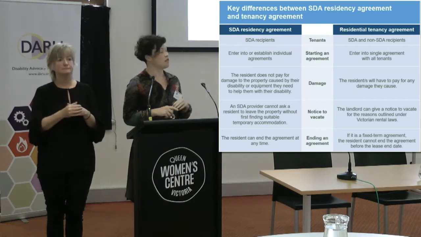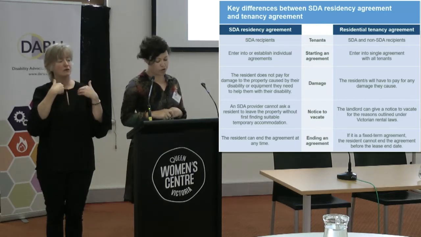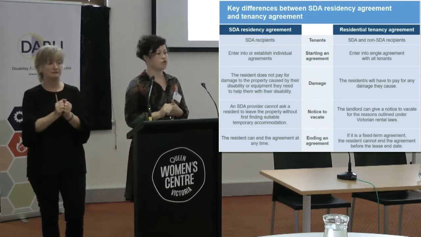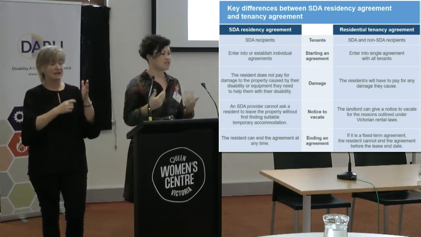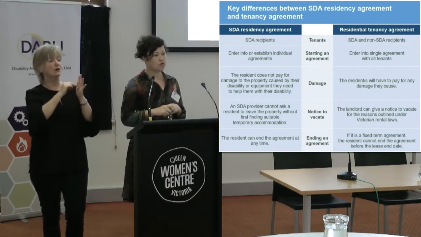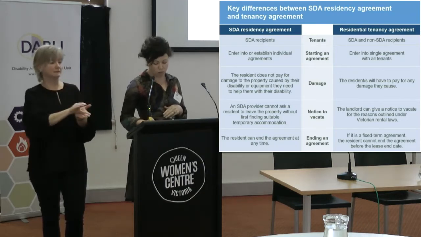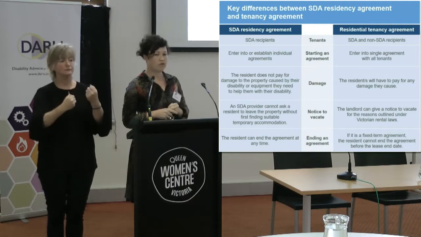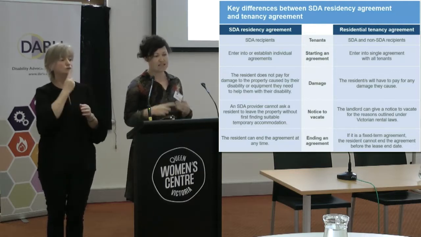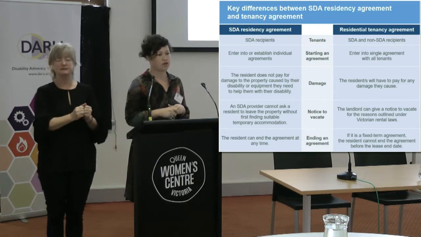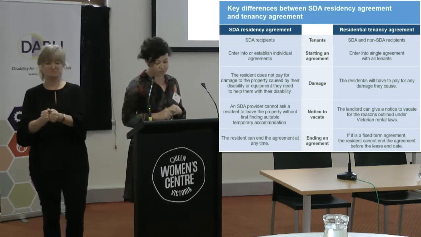So up here I've got the SDA residency agreement and the tenancy agreement. The SDA residency agreement is only available to SDA residents, that is NDIS participants with SDA funding. It's also available though to Commonwealth continuity of support clients. So they're the two people who qualify for an SDA residency agreement. A tenancy agreement is open to all Victorians, so it's just a regular tenancy agreement.